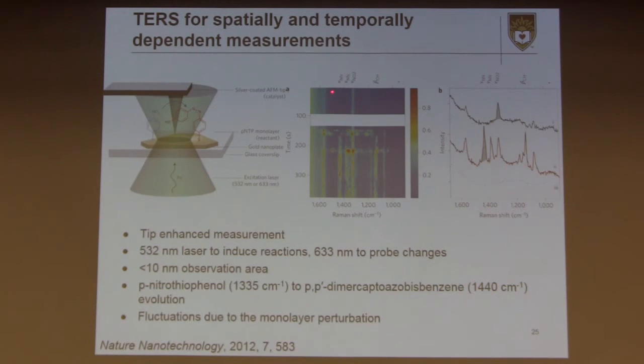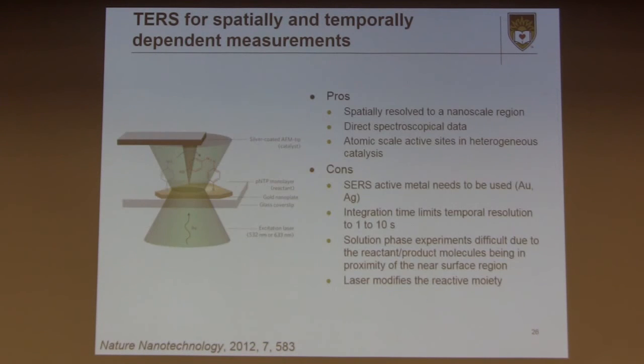So he starts probing with 633, nothing happens. You have one peak in there. And then he shines 532 for a while and starts probing again. You can see that other peaks appear, which are due to NN blocks. So this is how you get, well, not single molecule, but very spatially resolved spectroscopic information using that technique. Is that a good technique? Probably it is, but limited to seconds of integration time. You have to use surface-active metals, and so on and so on. So nothing is perfect.